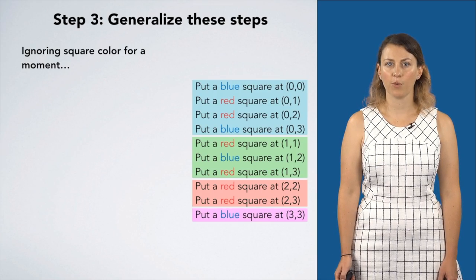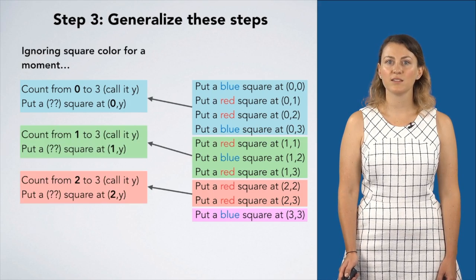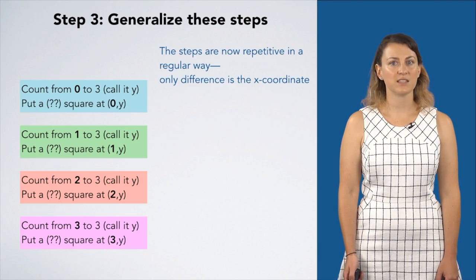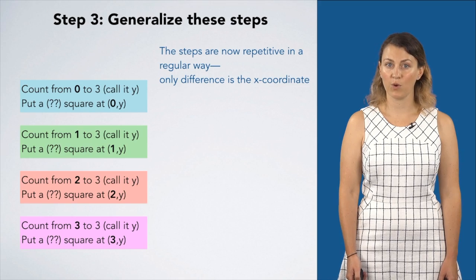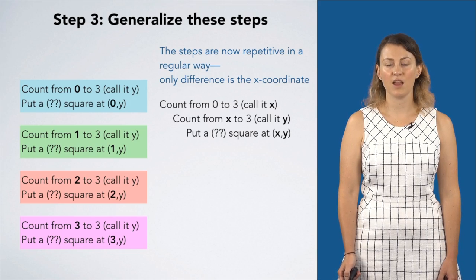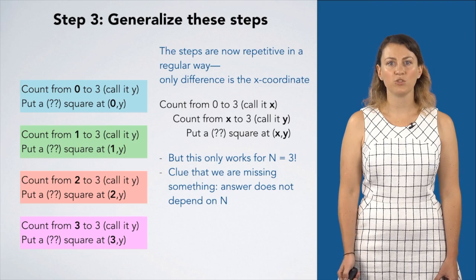If we ignore the colors for a moment, we can take this group of steps and say, we count from 0 to 3, calling the number that we count y, then put a square of some color we'll figure out later at 0,y. And we can write similar steps for each of these other groups. And now we can use patterns in these steps to generalize our algorithm further. Each set of steps is the same, except for the x-coordinate shown in bold, and these vary in a nice counting pattern. That is, we can say count from 0 to 3, call each number that we count x, and for each of those numbers we'll count from x to 3 and call that y, and we'll put some color square at x,y. But this is only true for n equals 3.